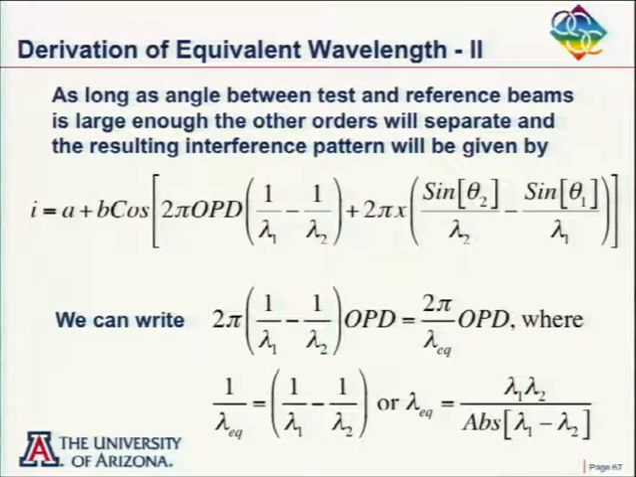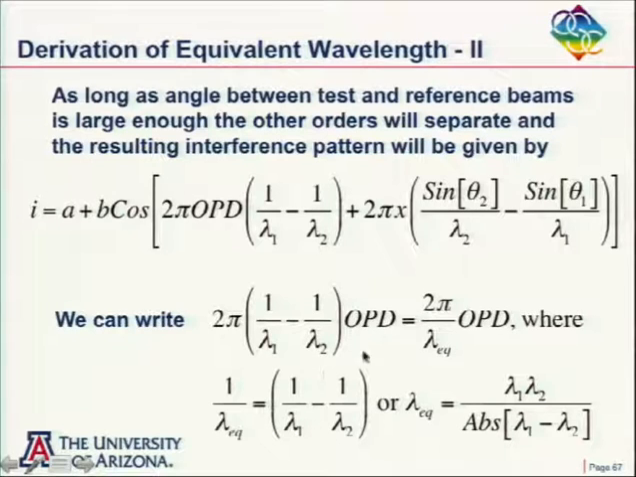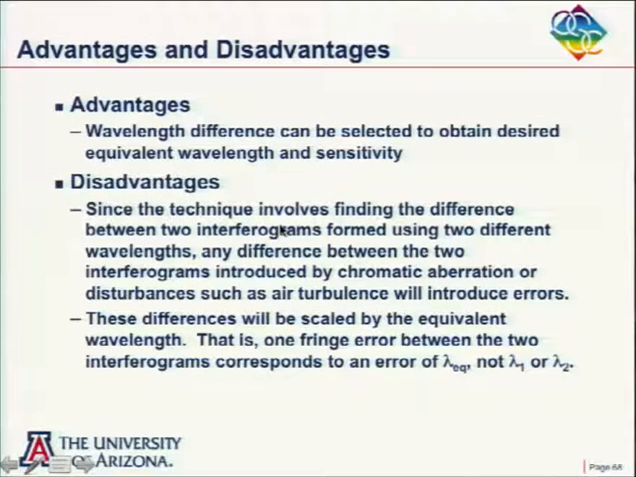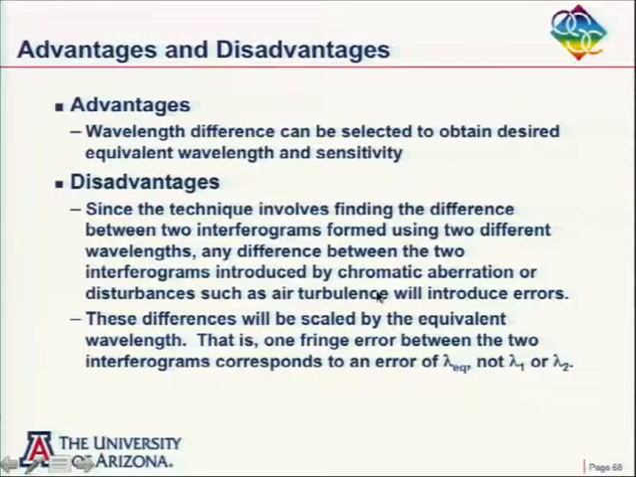So we can vary the sensitivity of the test by varying the wavelength difference here. And I can pick whatever sensitivity I want. So advantages, we can get the sensitivity we want. The disadvantages, we're finding the difference between these two interferograms, one at wavelength lambda 1 and one at wavelength lambda 2. And any difference between these two interferograms caused by chromatic aberration or air turbulence will introduce errors.